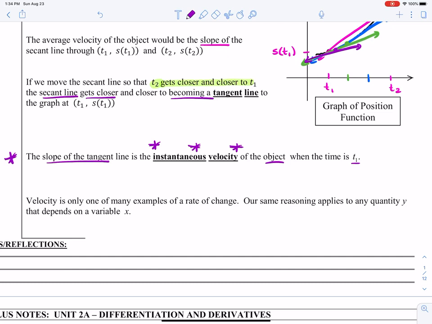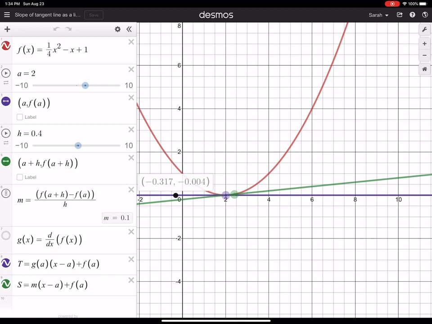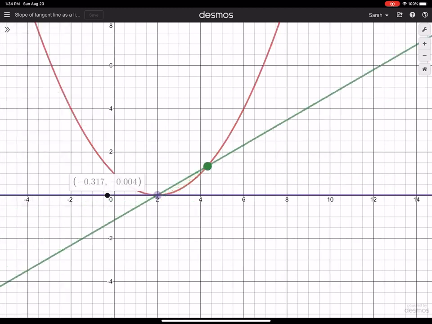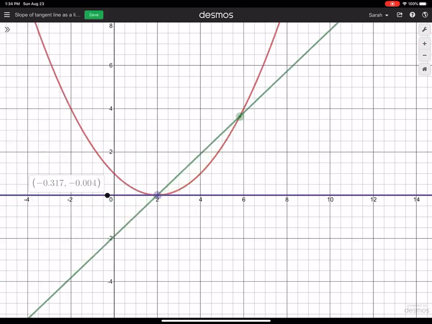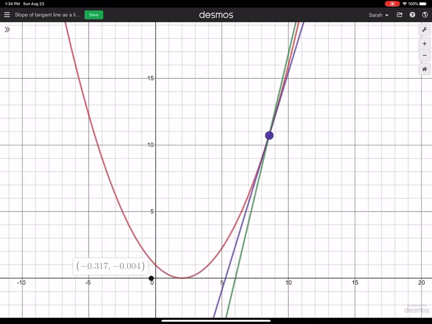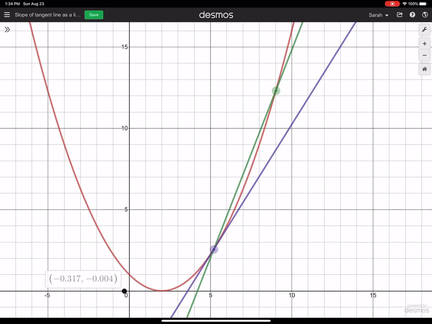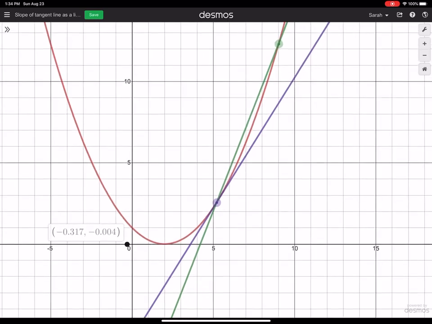So let's actually look at a Desmos graph of this exact phenomenon. So here I've actually got a simple quadratic function, okay? And let's move this point to, let's go right here, okay? So if we look at this quadratic function, we can see that there is a purple line, and this purple line right here is my tangent line. It is touching my quadratic function at one point. And then I can see this green line, which is my secant line.